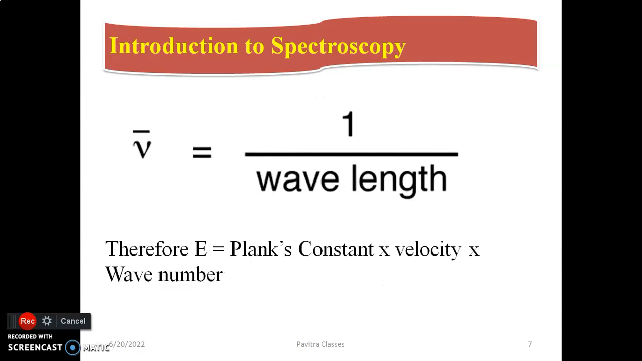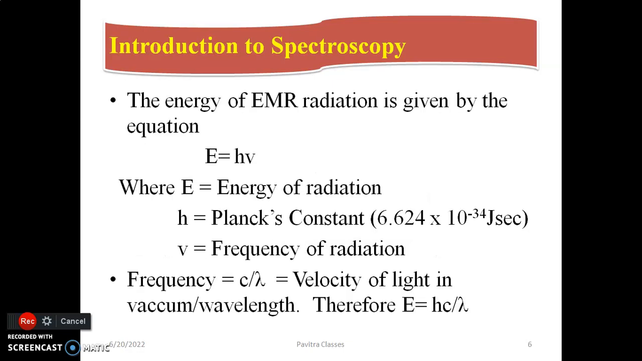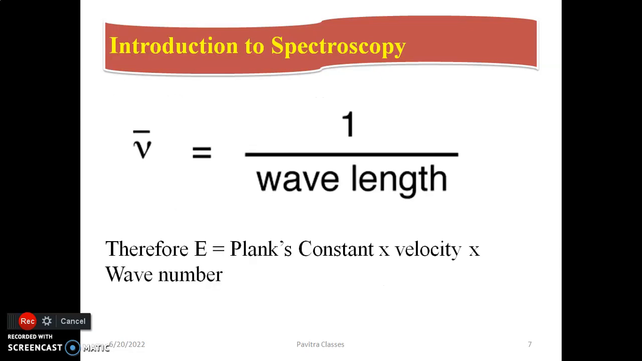Next is the wave number. Wave number can be defined as 1 by wavelength. So E becomes Planck's constant, velocity c, into ν bar, the wave number, by applying these two formulas. First we take hν and convert it into the frequency form, hc divided by lambda. Then hc divided by lambda, with 1 by lambda taken as the wave number, gives h, c and ν bar.